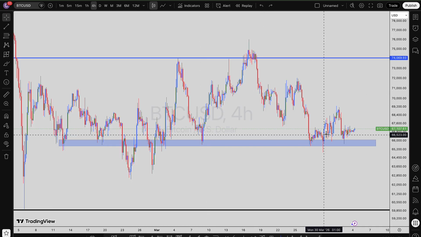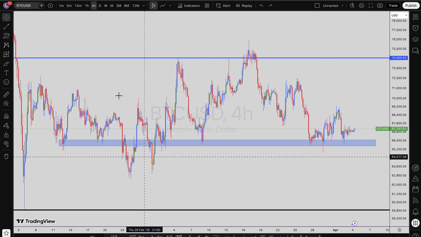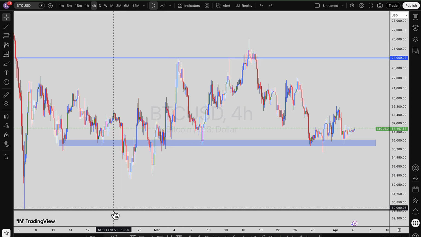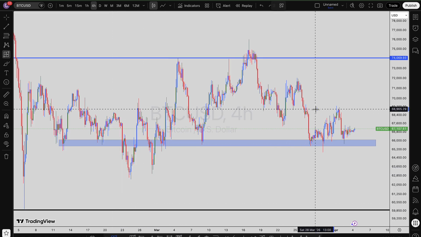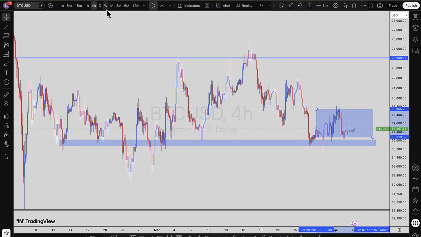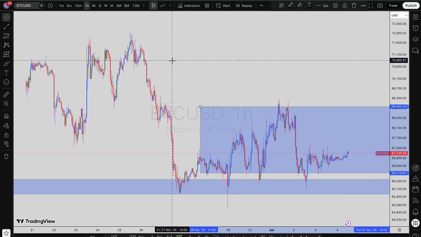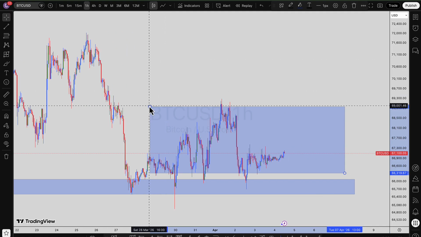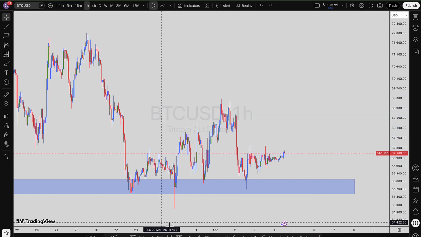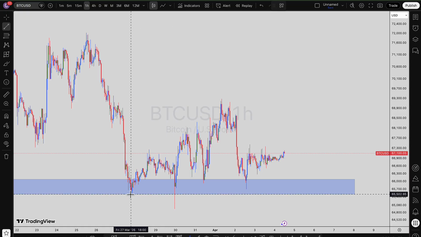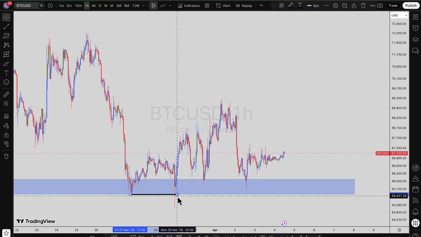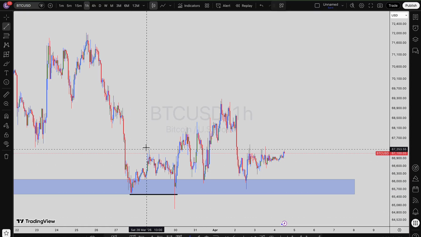So let's quickly check this out before we check out the pattern at this level. Now let's mark this level. Let's examine these levels right here. Okay. Now on the 1-hour chart, if you check this 1-hour chart properly, you're going to see we have some sweeps right here. After we swept this level right here, we took out this high, an internal market structure shift.